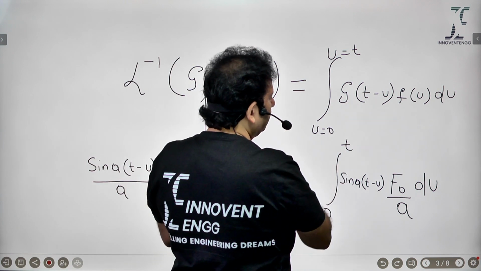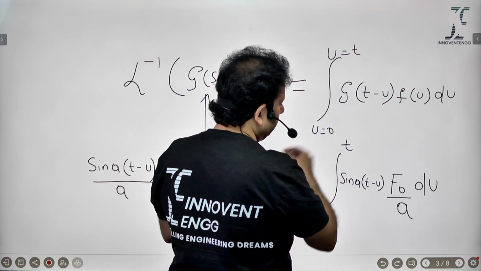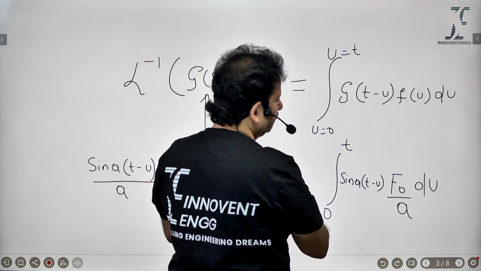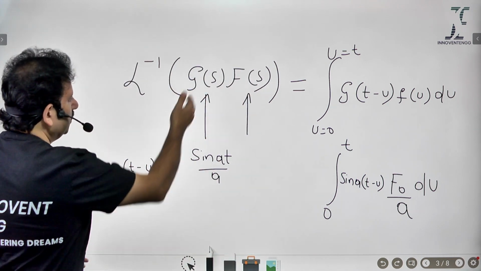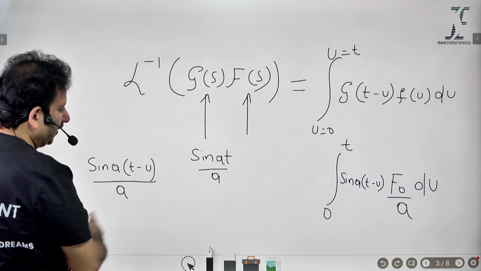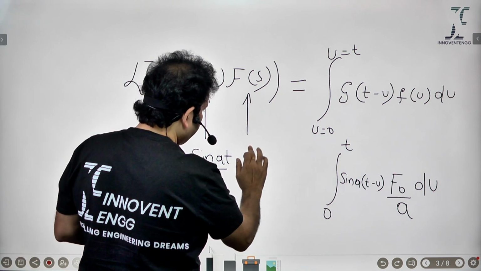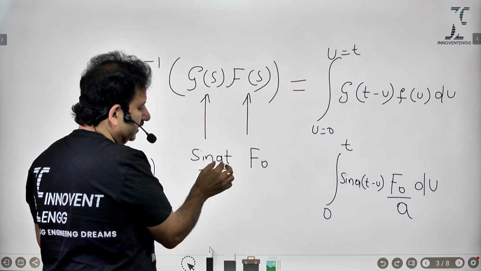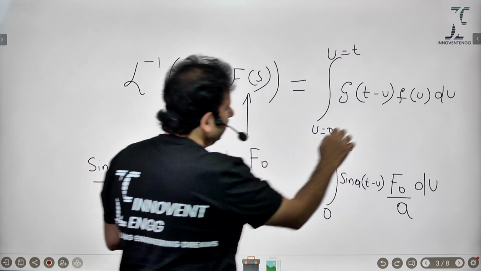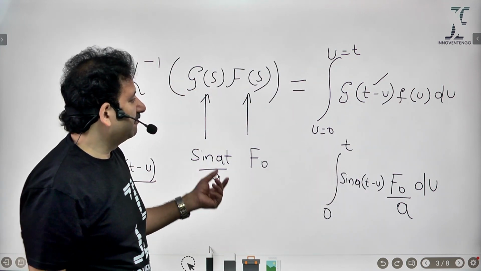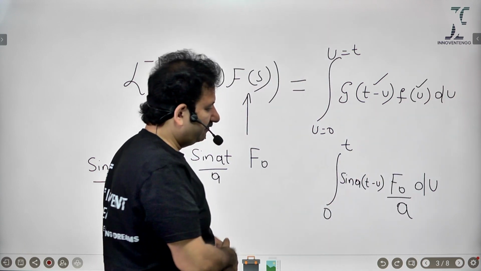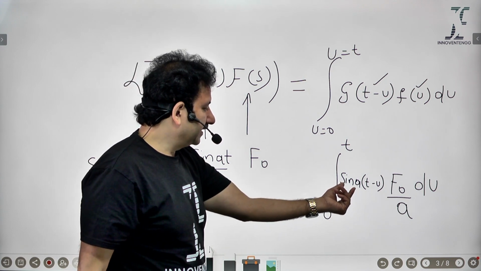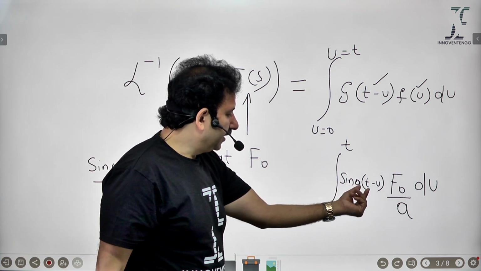We need the equivalent time function of the transfer function, and the equivalent time function of the input, and this is how we do it. We know that the transfer function has sine at by a, which we have explained, and the input function is simply F0. The only thing that you have got to do is the first function is going to have, instead of t, t minus u. The second function would have t replaced by u, but since it is a constant function, it doesn't matter. The second function is F0 by a, and the first function is nothing but sine a into t minus u.